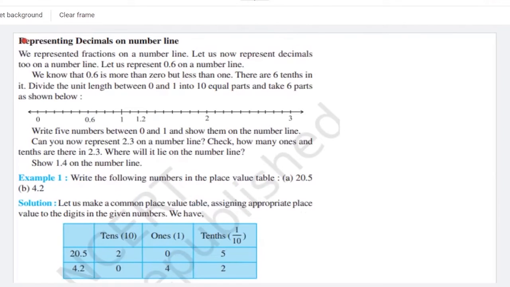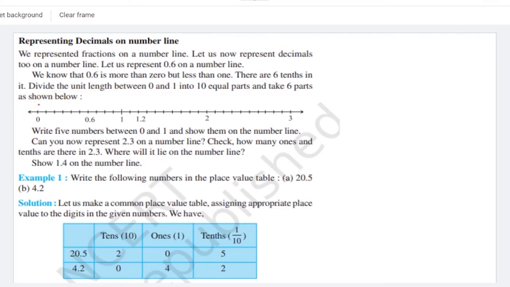Next one is representing decimals on number line. We represented fractions on number line. Let us now represent decimals too on number line. Let us represent 0.6 on a number line. We know that 0.6 is more than 0 but less than 1. There are 6 tenths in it. Divide the unit length between 0 and 1 into 10 equal parts and take 6 parts as shown.